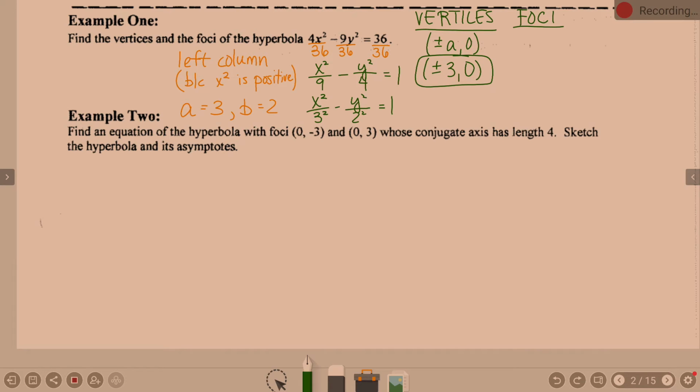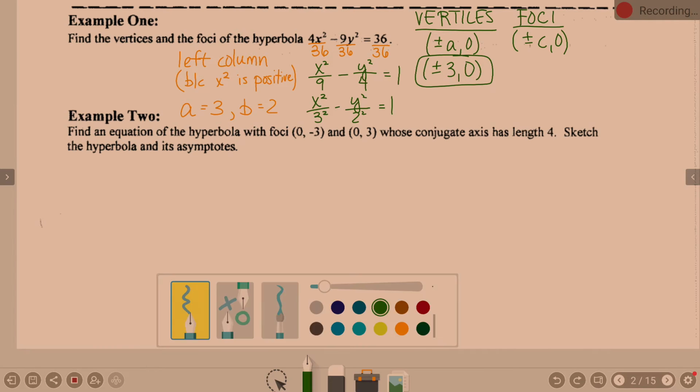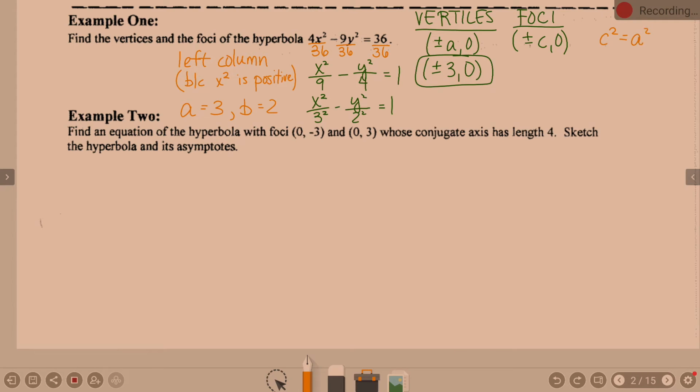What about foci? What's my formula for foci? Well, plus or minus C, comma 0. The catch, as you all are well aware, is that I don't know C. And in order to find C, I use the Pythagorean relationship, which is C squared equals A squared plus B squared.